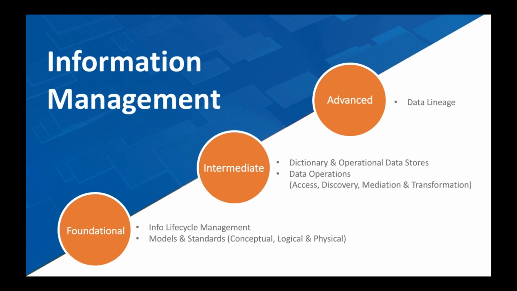Some of the intermediate capabilities include having an enterprise data dictionary and operational data stores, as well as mature data operations, which include policies and processes for access, discovery, and transformation of information assets. And then finally, data lineage is an advanced capability, and what this requires is having mature policies and procedures to track the history of how data is moving between systems and across your enterprise.